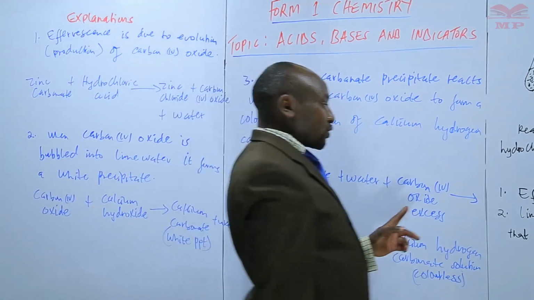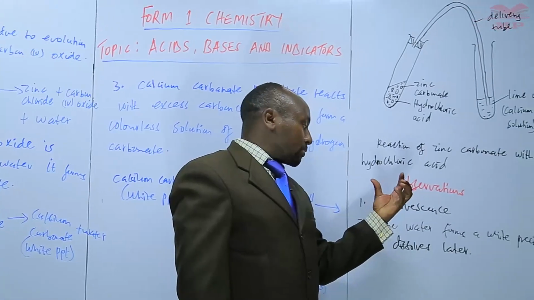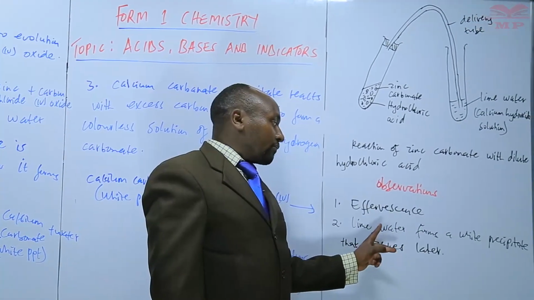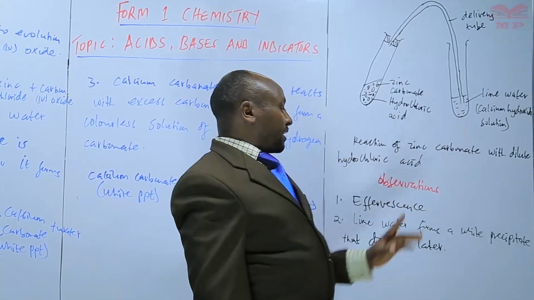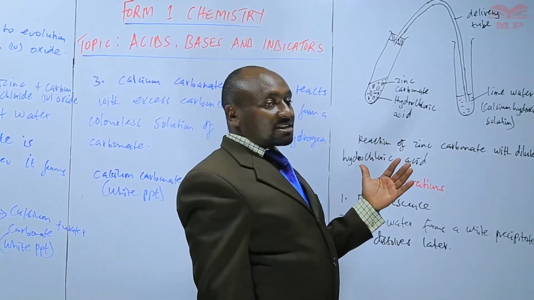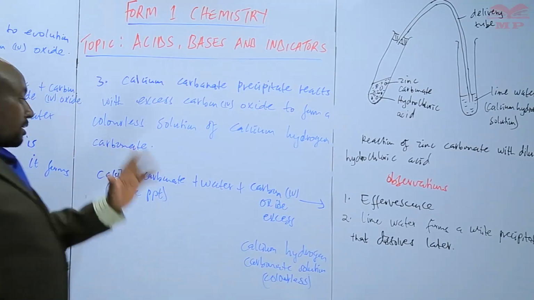So the observations: effervescence, the bubbling is there. This is gas being produced. Lime water forms a white precipitate. It was initially clear. Then the white precipitate, after some time, it dissolves. And we have explained all those observations.